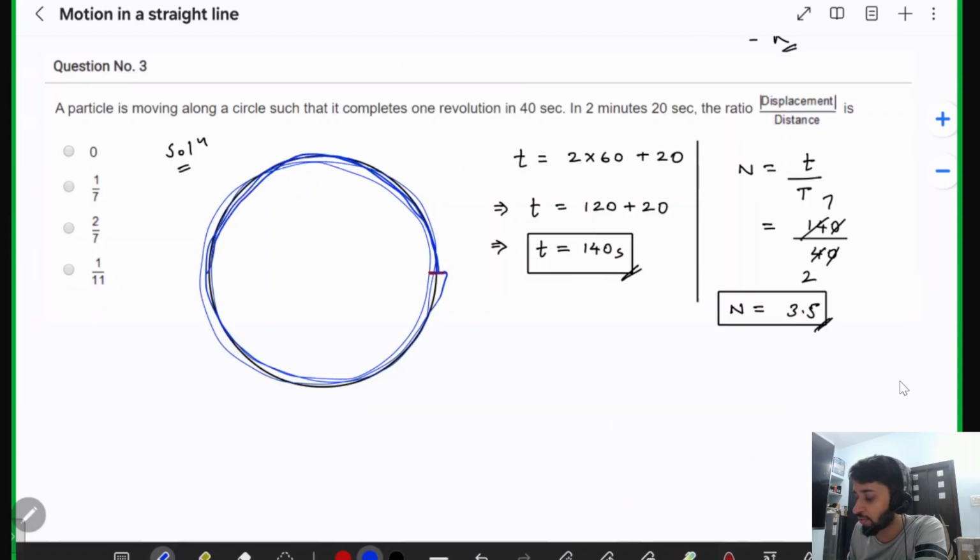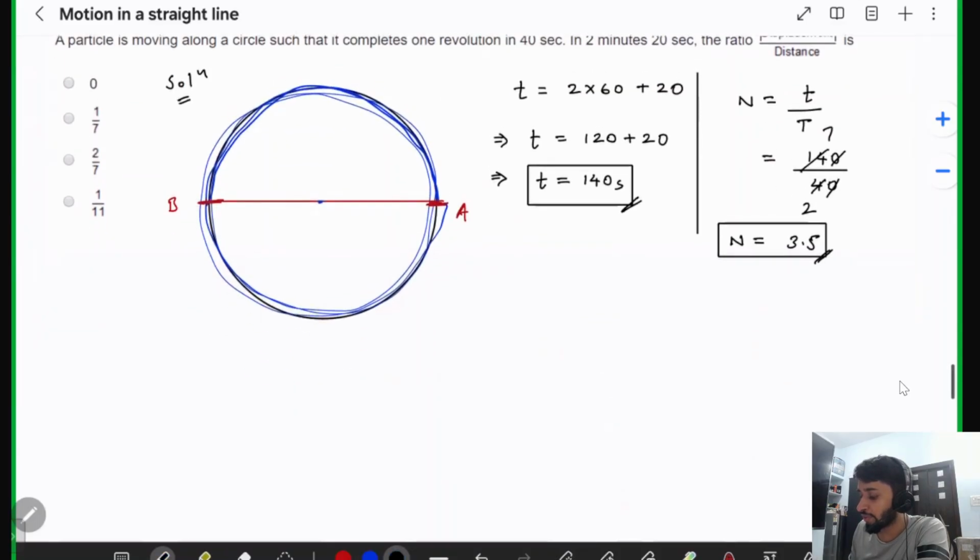So after another half revolution, he'll end up at a diametrically opposite point. So this is the initial position, and this is the final position, right? Now, if I draw a line joining them, the length of this line is going to be the displacement. Displacement is the shortest distance between the initial and final position. So the length of this line will give us the displacement.